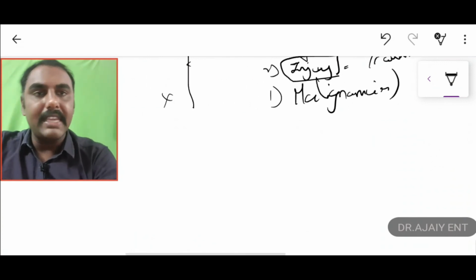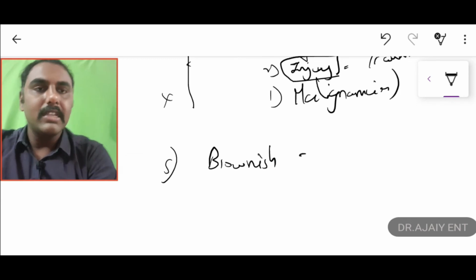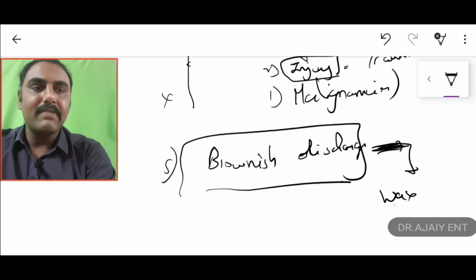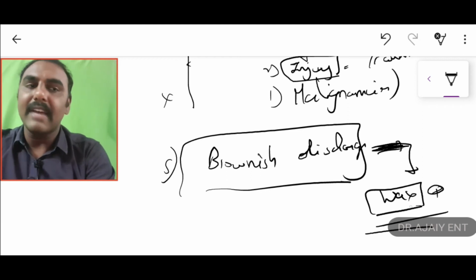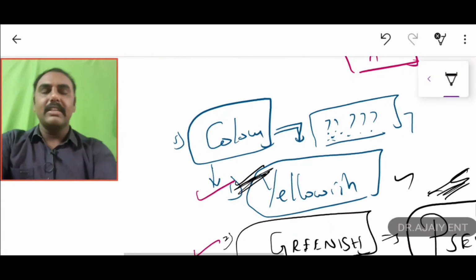Some people may even say a brownish discharge, which they feel is wax coming out. A brownish discharge, again, I will say never go by the patient's words in some conditions. If he or she says that, you can think of wax. Again, this is not relevant to your examination scenario. Okay, have it in mind.